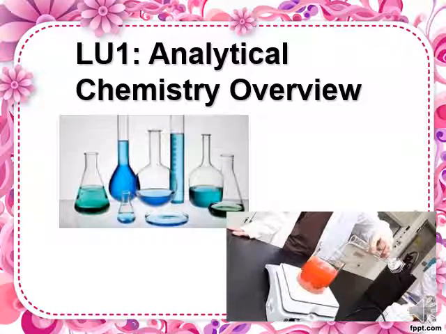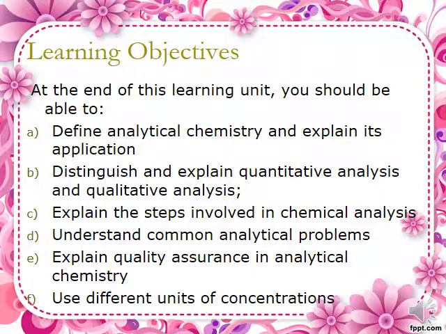So the first learning unit is Analytical Chemistry Overview. I have started it in the class, so I'm going to repeat it again. These are the learning objectives that you should be able to accomplish by the end of this learning unit. Defining analytical chemistry and explain its application. Secondly, distinguish and explain quantitative analysis and qualitative analysis. So you should be able to differentiate between quantitative and also qualitative.